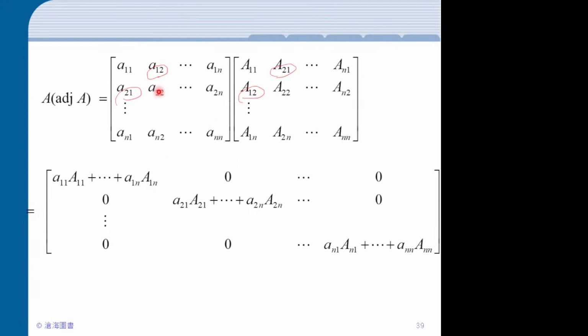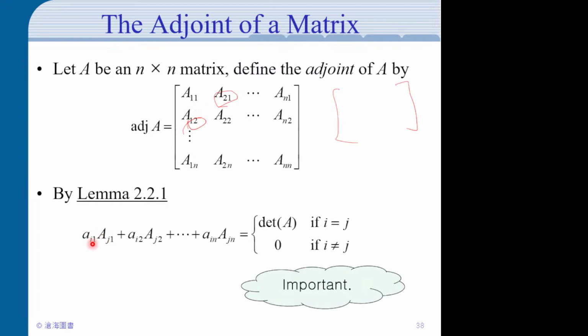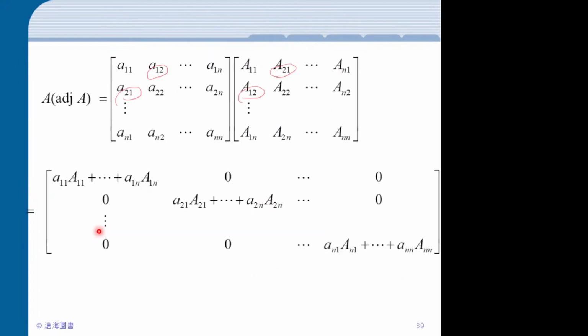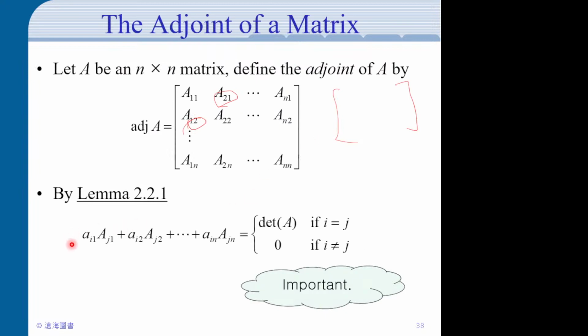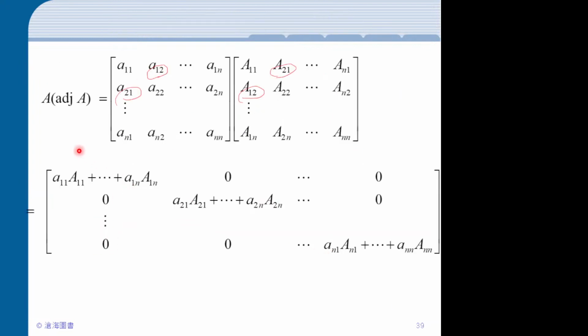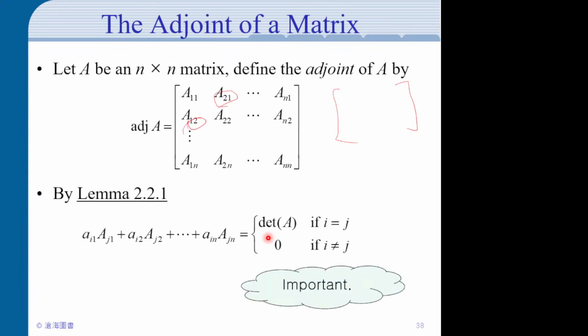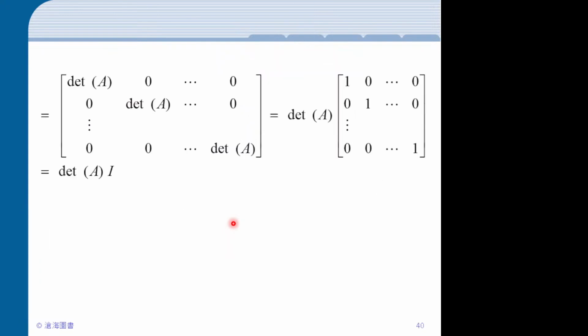So you can probably see that whenever you have the ith row here and the jth column here, the ij element is the inner product of the ith row and the jth column. That should be i on this small a and j on this big A, and that should be 0 when i is not equal to j. So we are only left with the diagonal elements, and the diagonal elements are all these things with i equal to j. And as we said, that's the determinant of A.